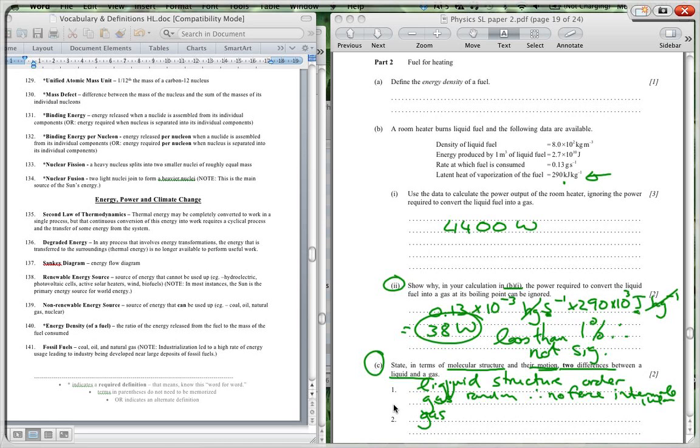And as far as their motion is concerned, in a gas we have long distance motion, we have translation, and in a liquid we have more rotational and vibrational motion.